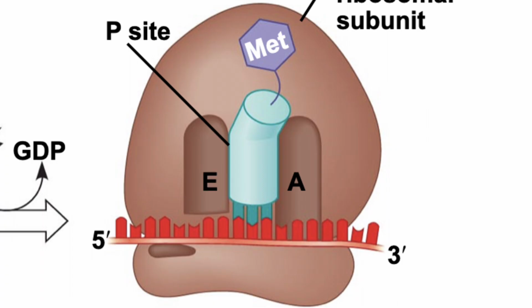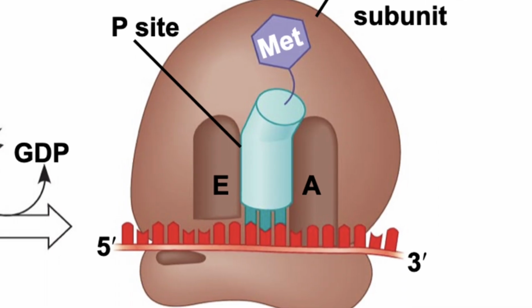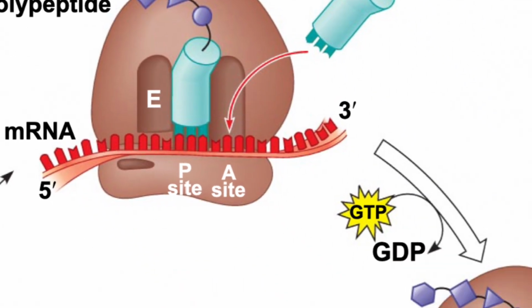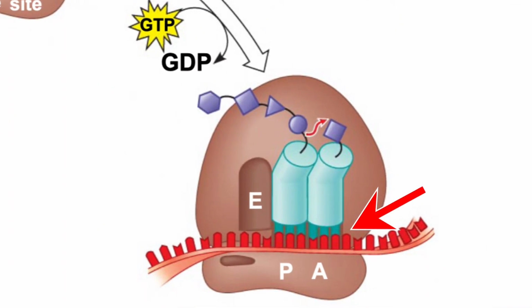During initiation, the large subunit comes over top of the initiator tRNA, placing it in the P site. Now we're ready for elongation. You see, the aminoacyl site allows the next tRNA to come into the ribosome. If the correct anticodon matches the next codon, then this match facilitates the formation of a new peptide bond between the amino acid of the tRNA in the P site with that of the A site.